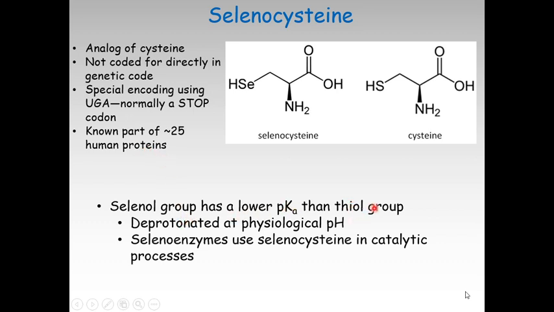The selenol group has a lower pKa than cysteine's thiol group, and so the side chain of selenocysteine would have a pKa lower than that of the side chain of cysteine. And cysteine, remember, has a pKa of close to 8. Selenocysteine is deprotonated at physiological pH, so this H would be lost at around pH 7. Selenoenzymes use selenocysteine in catalytic processes. So that's one of the key reasons why selenocysteine is incorporated in proteins.